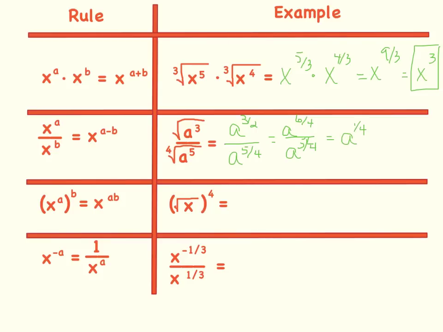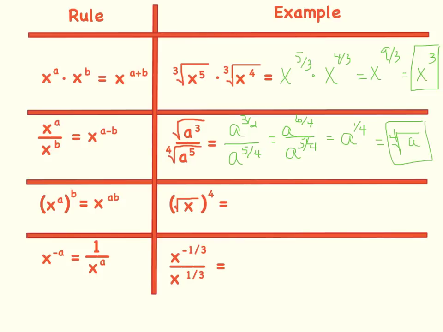Now I'm almost finished, but since my original expression was in radical form, I now have an answer in rational form. So I need to translate this back to radical form. And so that means my denominator becomes my index. And so that means I'm going to have the fourth root of a, and that's my answer.